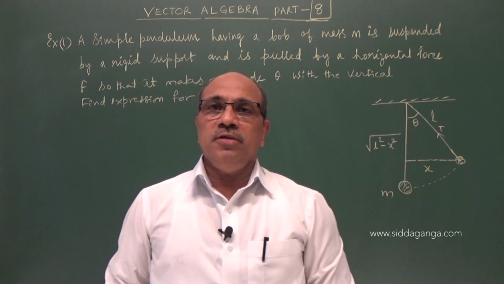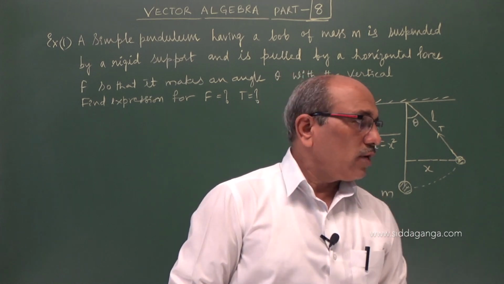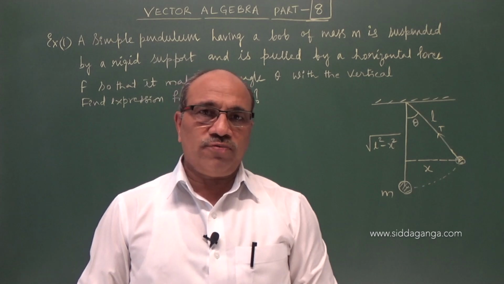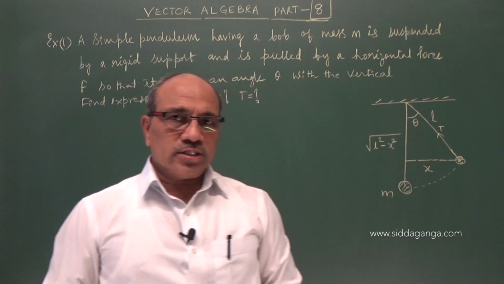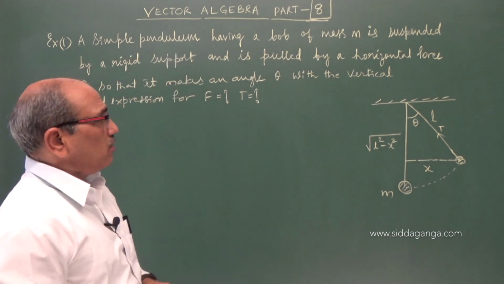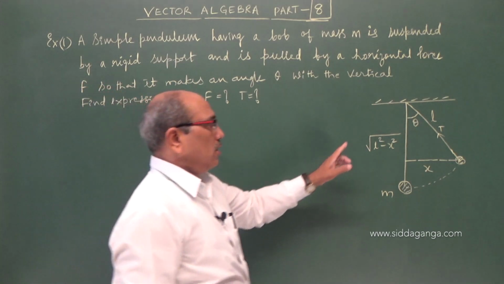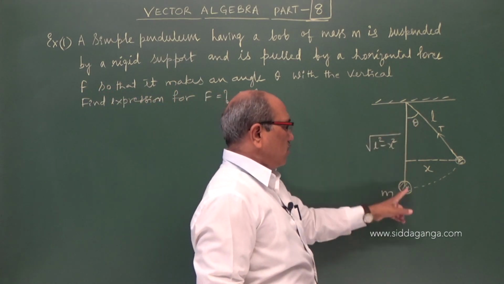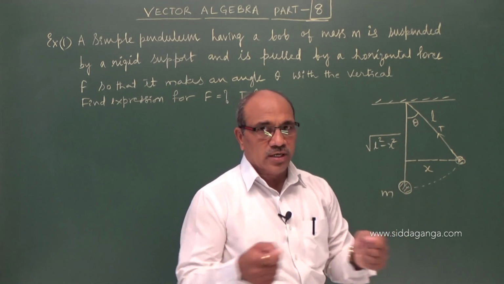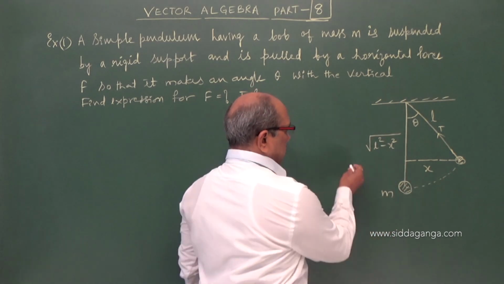So we are continuing the problems discussion on vector addition and subtraction including resolution of vectors. Let us take another example here. Today I have taken a simple pendulum having a bob of mass m. A simple pendulum of mass m is suspended by a rigid, inextensible support, and it is oscillating on either side.